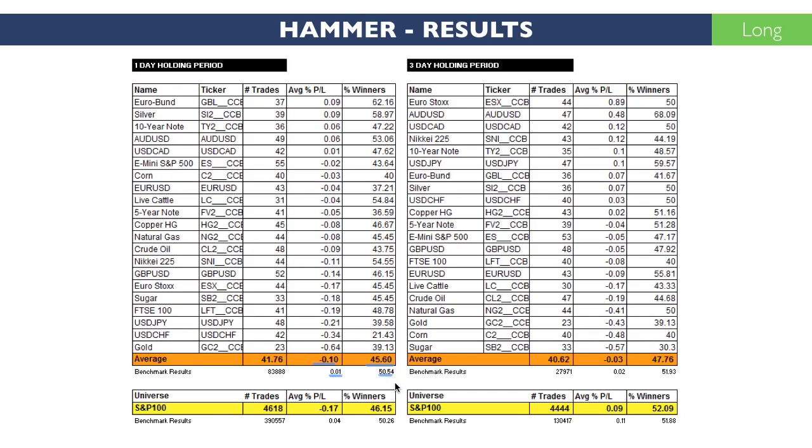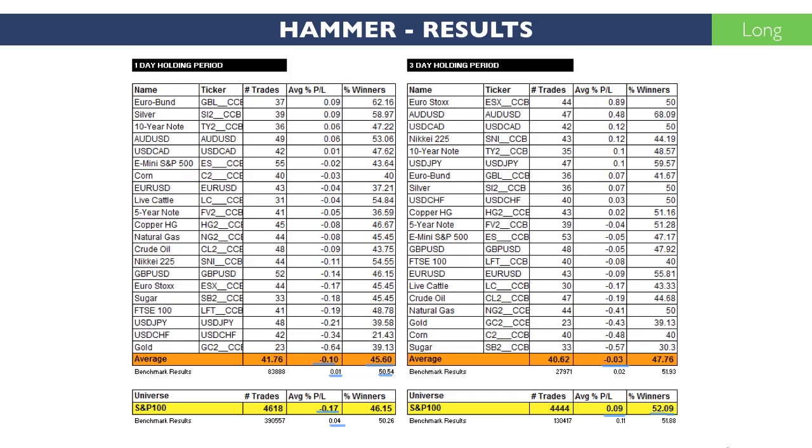Across our 100 stocks, the signal did even worse with an average loss of 0.17% per trade. Again, this was lower than the benchmark daily return of 0.04%. Combining the hammer with a 3-day holding period lost money again in our 21 markets, but it produced an average profit of 0.09% per trade in stocks, with a win rate of 52%.